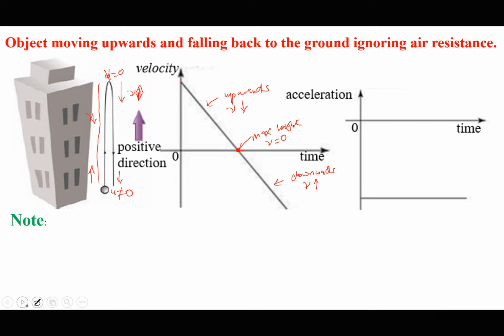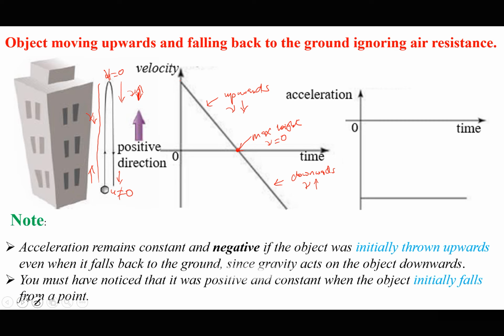So the acceleration remains constant and negative if the object was initially thrown upwards, even when it falls back to the ground, since gravity acts on the object downwards. So the acceleration remains constant. You even notice that the gradient of this part of the line is the same as the gradient here, and still negative. So the acceleration remains negative. You must have noticed that it was positive and constant when the object initially falls, even if it bounces. We have seen that previously.